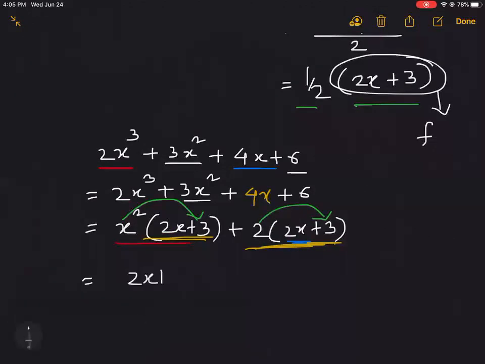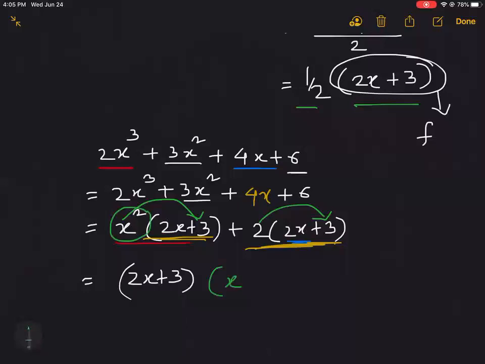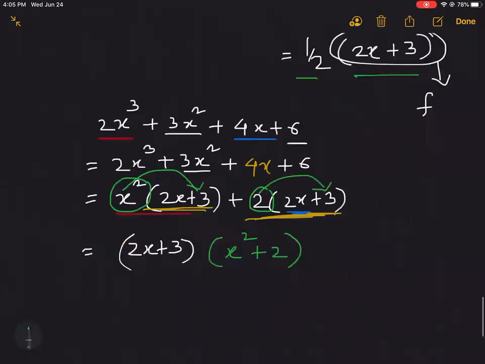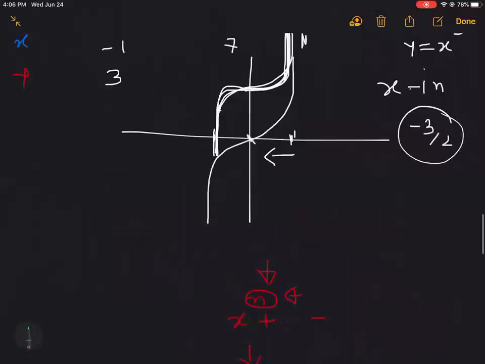I can factor out 2x plus 3. From the first term, I'll still have x squared. From the second term, I'll have a 2. Okay. So this is your most factorized form. And now you can see why this graph will look like this, okay?